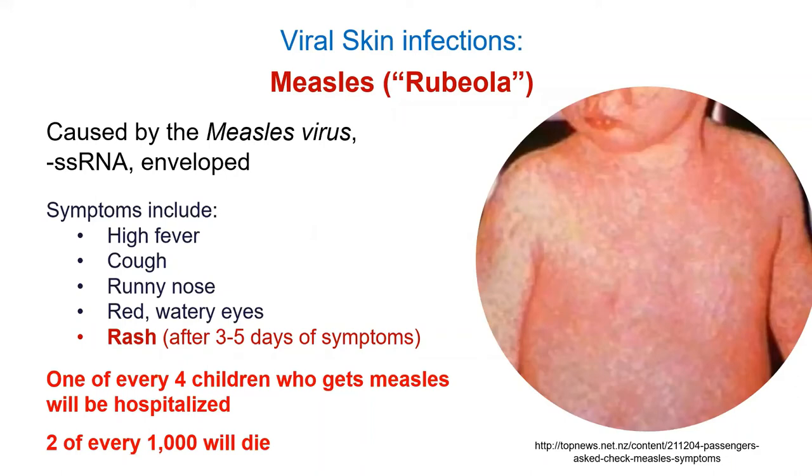You can see there's some stats there, right? About 1 in 4 children who get measles will be hospitalized, and about 2 in 1,000 will die. That's pretty high, right? I'll show you some stats in a minute, but this year, due to the COVID-19 pandemic and people just not getting vaccinated as much, there's been, I think, 300,000 deaths due to measles worldwide this year, which is, I think, double the usual number, which is unfortunate.